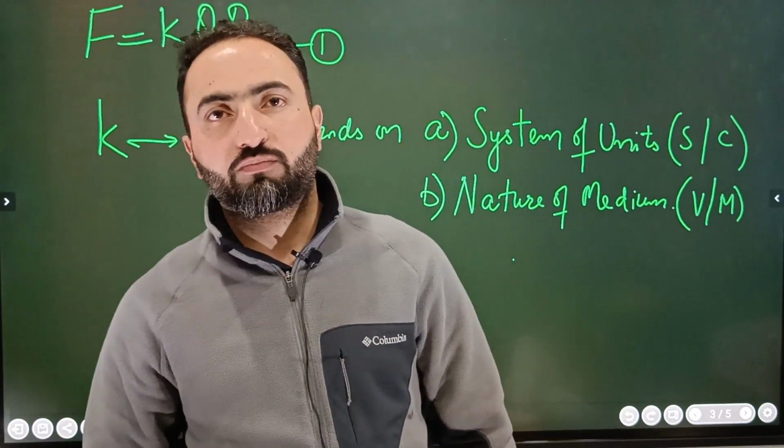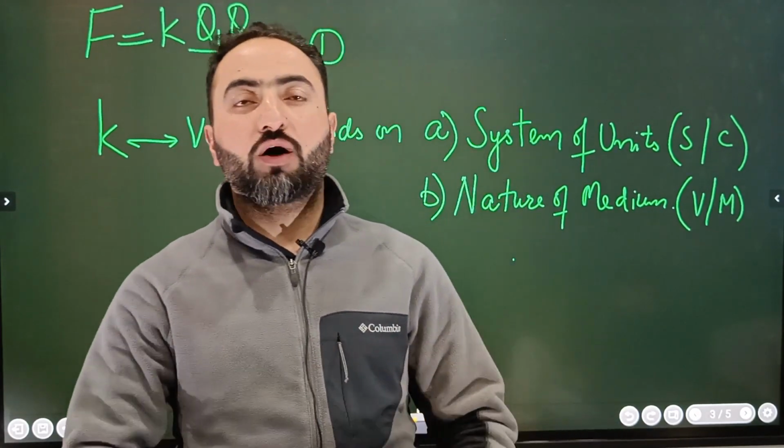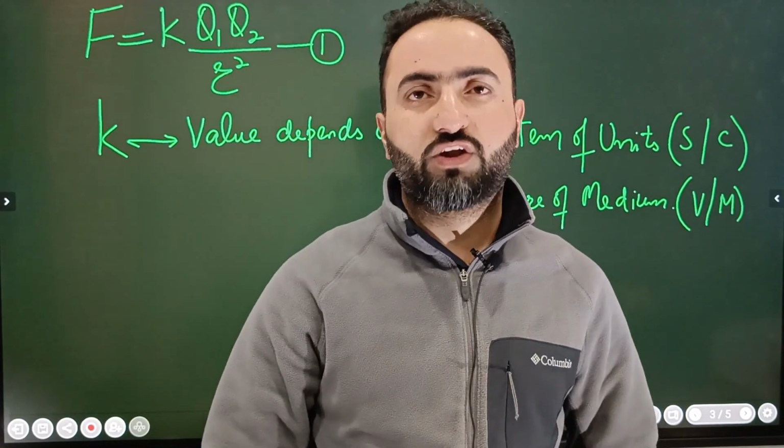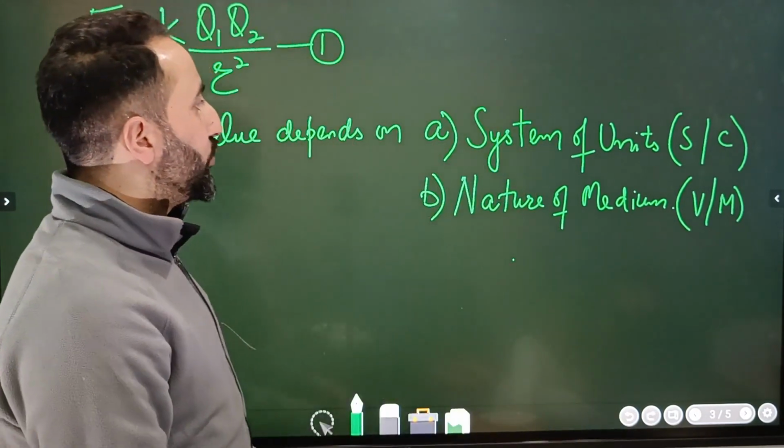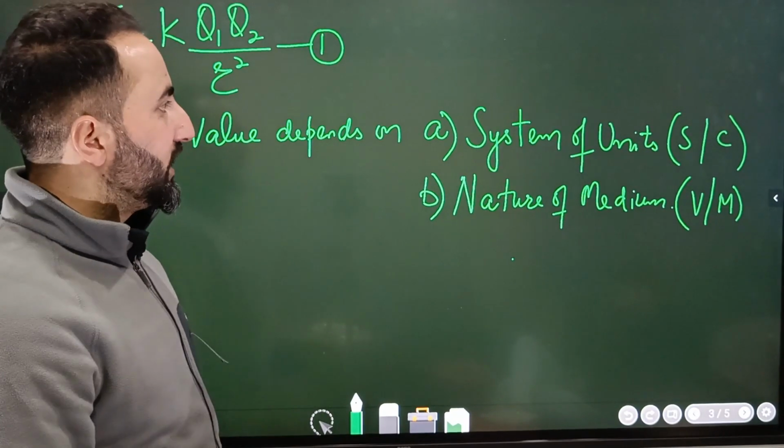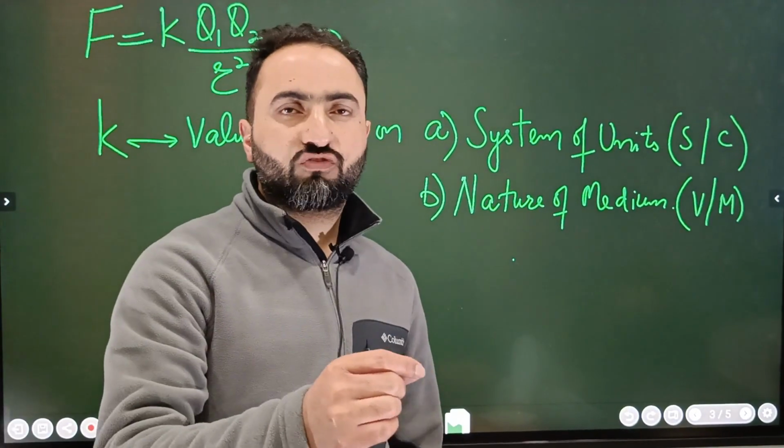Accordingly, how many values of K are there? 4 different values of K. So how many equations for Coulomb's law? Obviously 4 different equations for Coulomb's law. Alright, so let's write down one by one what the value of K is. First of all, you will have to have a look at this.